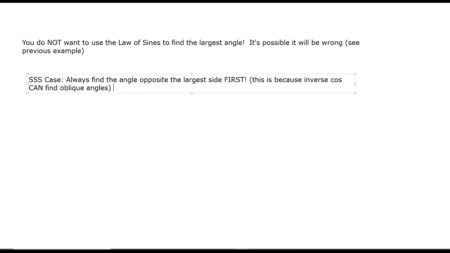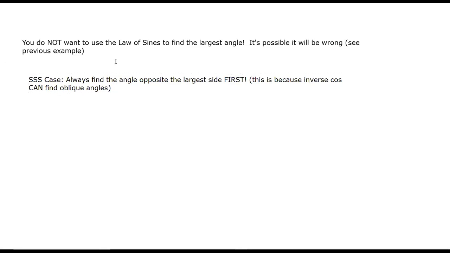So we're going to always find the angle opposite the largest side first. That will make sure you go ahead and get the biggest angle taken care of. So if it's oblique, you don't have to worry about it with the law of sines. If it isn't, you still don't have to worry about it with the law of sines. It won't matter which other angle you go after next. If you want to try and get the next one down, you can, but it won't matter either way.